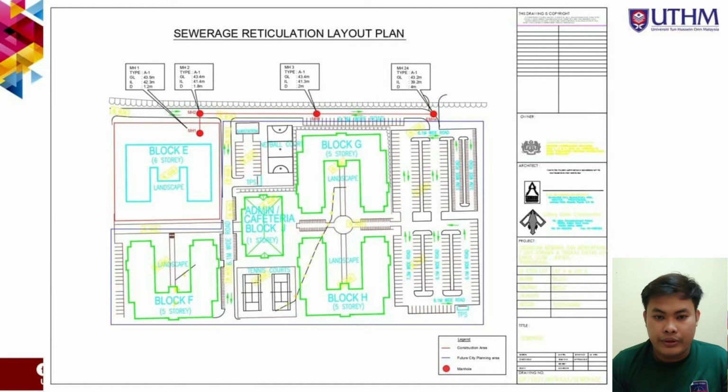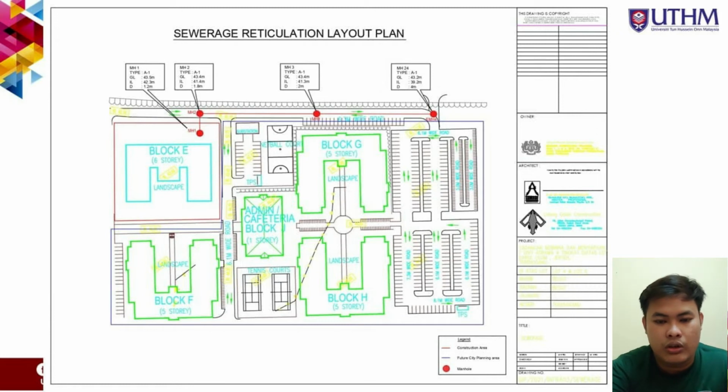Okay, from manhole 1 to manhole 2, using type A-1, the GL is 43.4 meter, IL 41.4 meter, and the depth is 1.8 meter. From manhole 2 to manhole 3, they are going for the same type A-1 with the proposed level 43.4 meter, IL is 41.3 meter, and the depth for the manhole is 2 meter. From manhole 3 to existing manhole 24 is using type A-1, and for GL 43.2 meter, IL 39.2 meter, and for the depth is 4 meter.